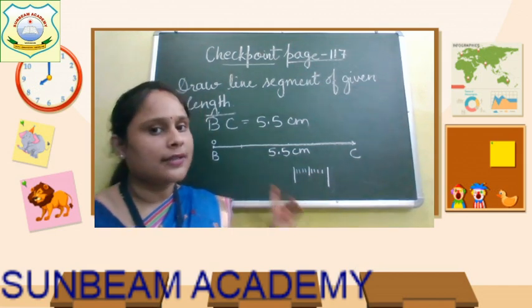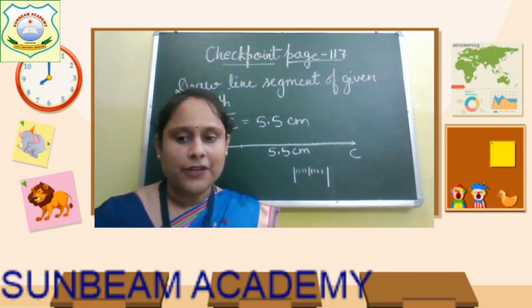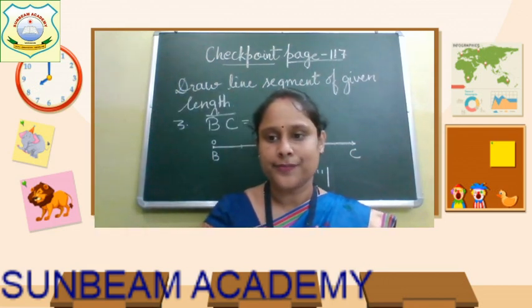Okay. So this is how you will count BC 5.5 centimeter. Now I will show you the next question. See.